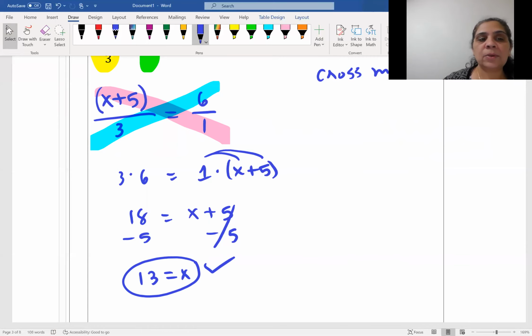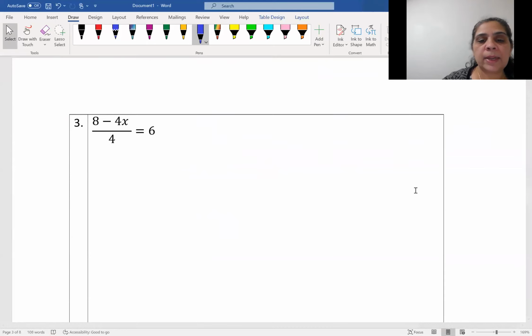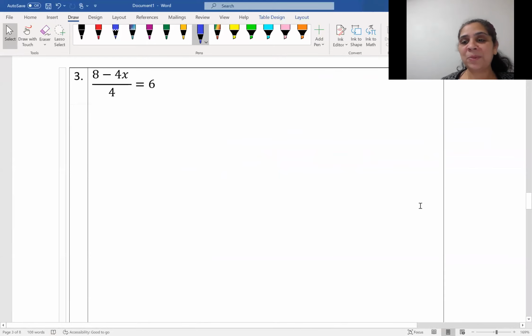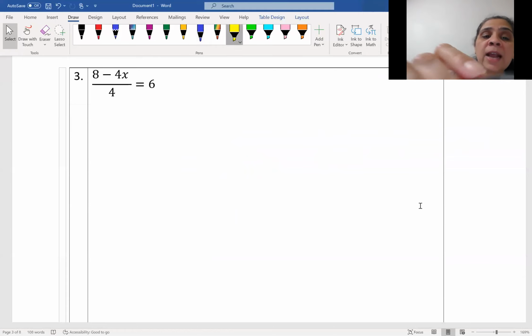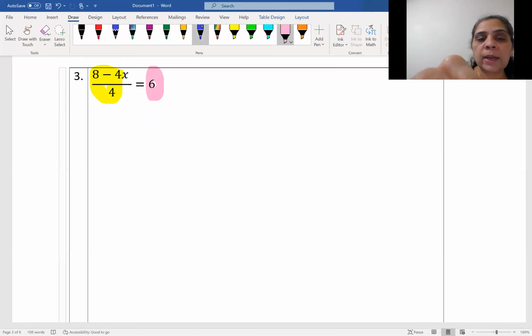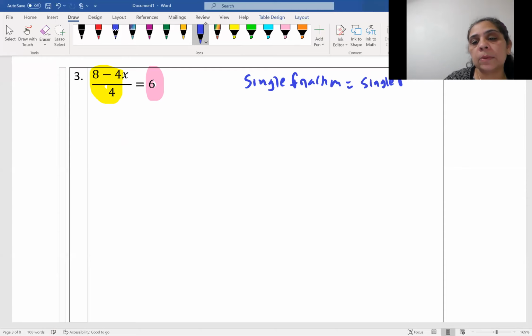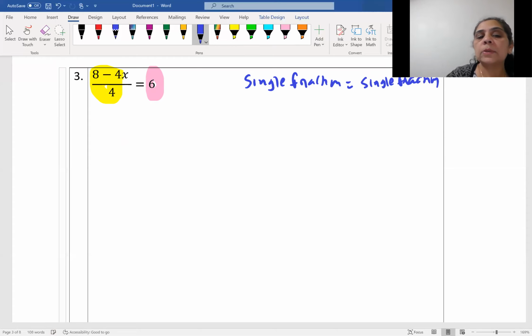All right, let's see the third one. You can pause the video and do this problem by yourself and check your answer with me. All right, what is your step 1? We will count how many terms we have. How many terms do we have? We have 2 terms. Or we can write a single fraction equals a single fraction. So that means, what do I need to do? Cross multiplication.